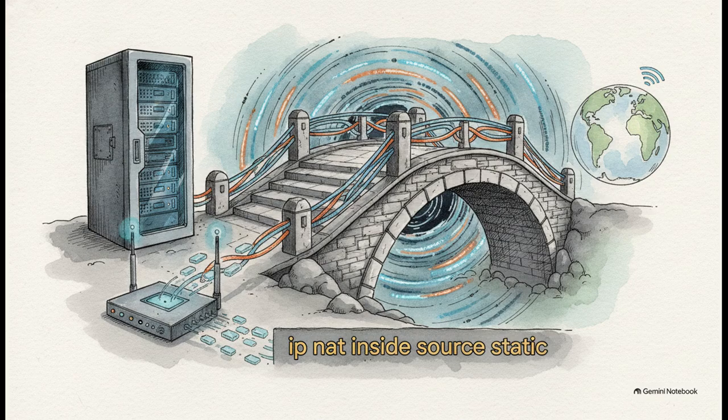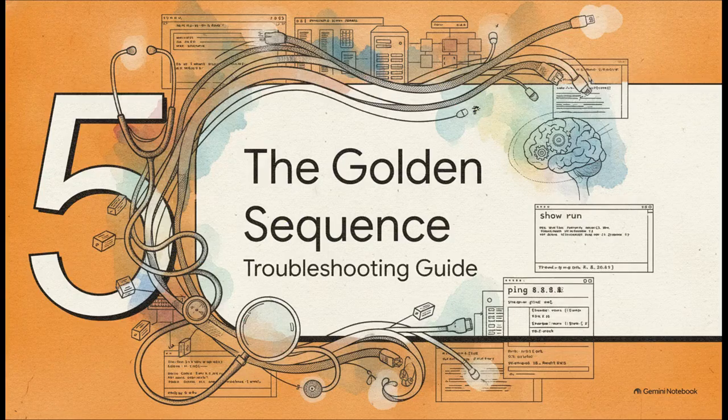By typing ip nat inside source static, followed by the private IP 192.168.1.10, and then the public IP 203.0.113.50, we are creating a permanent one-to-one bridge. The router is going to automatically translate that traffic back and forth, allowing the outside world to safely access your internal server.